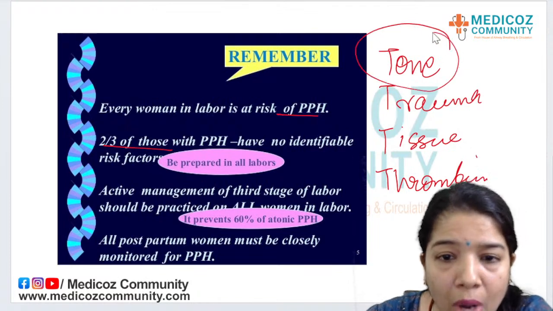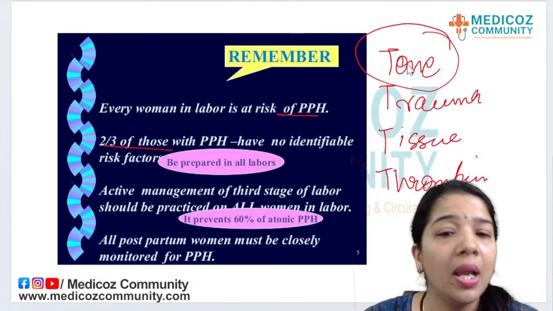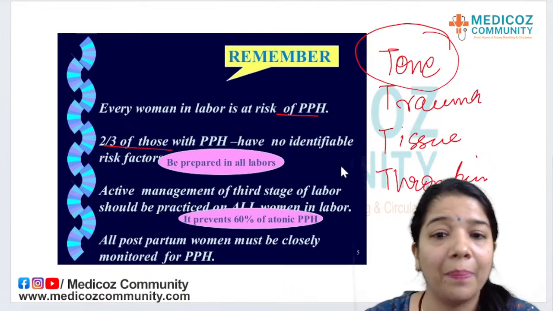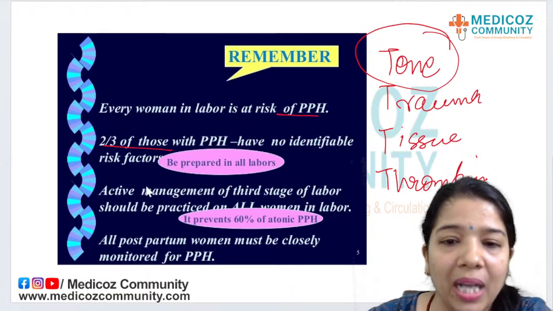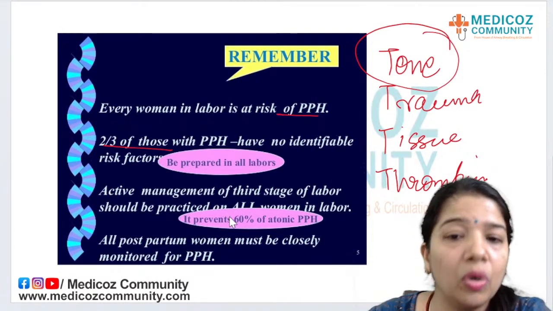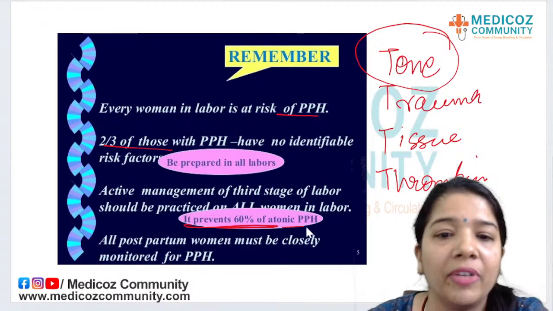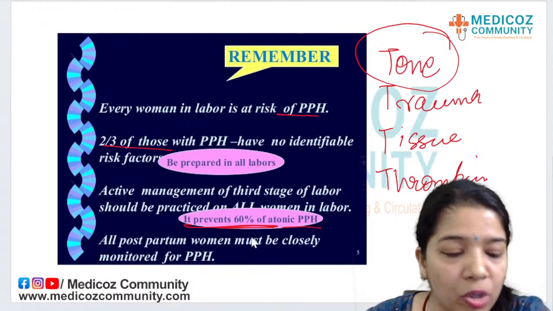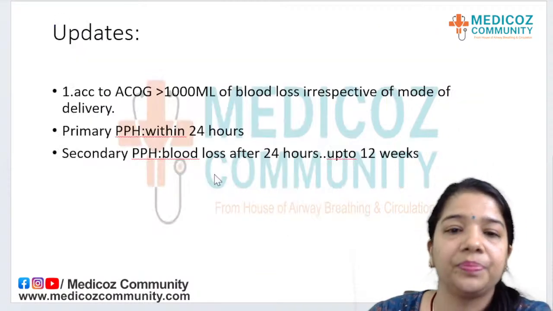Tone is the most common in this, and remember, if they ask you which is the most common reason for PPH and these options are not there but a mismanaged third stage of labor is there, then remember that is going to be the answer, because a good management of third stage of labor will prevent 60% of atonic PPH, and all postpartum females should be monitored closely for PPH.